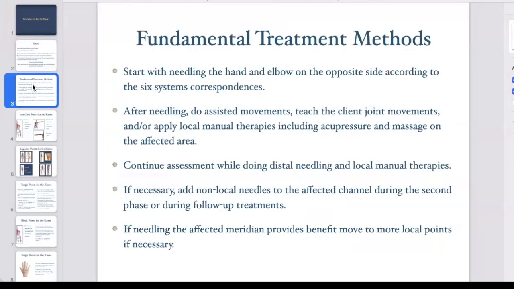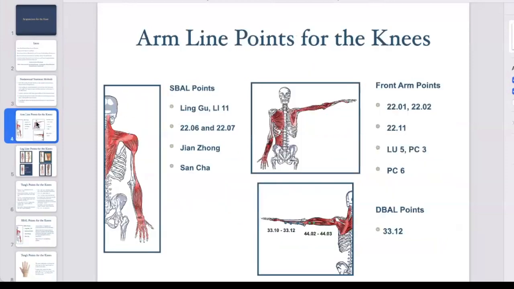All right, so this is pretty much what I was already speaking about, so we're going to skip over this. Now, let's get into some of the points because that's always a big question and a thing that a lot of people want to know just straight away. Just give me the points.